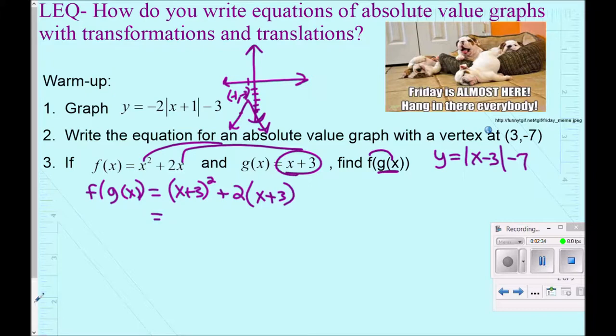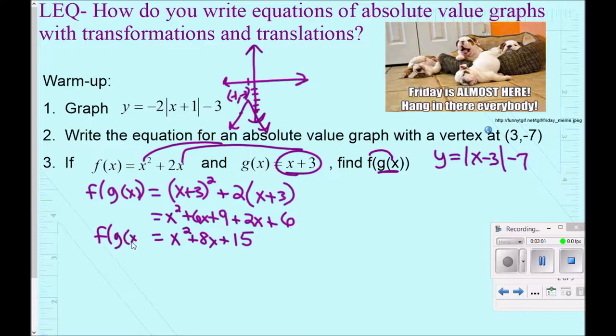So when I square x plus 3 correctly, I get x squared plus 6x plus 9. And when I distribute the 2 to the x plus 3, I get plus 2x plus 6. So I'm going to combine like terms: x squared, 6x plus 2x is 8x, and 9 plus 6 is 15. So I have f of g of x equal to x squared plus 8x plus 15.